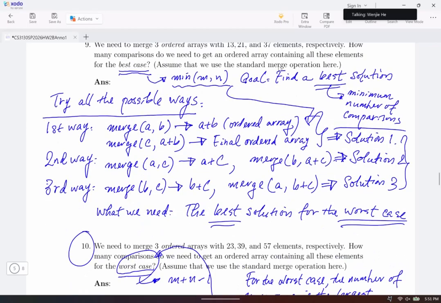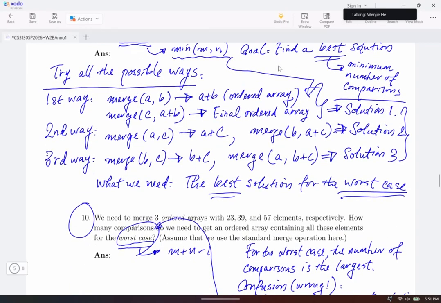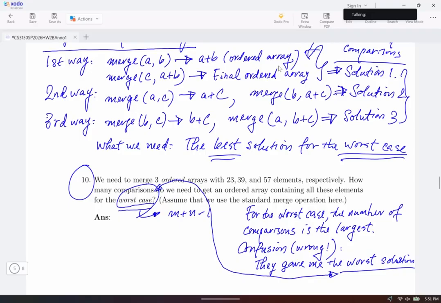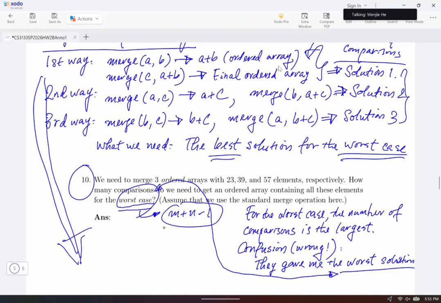Now, for question 10, can you basically just do the same thing? But the only difference is every time when you do the merge, you apply a different formula, this formula. So you can get 3 solutions. But in those 3 solutions, you need to pick the best solution, not worst solution. Okay?